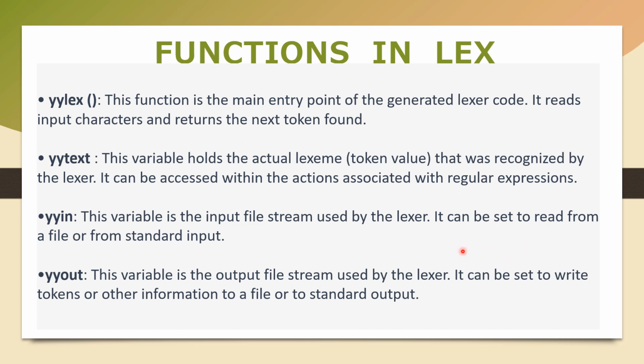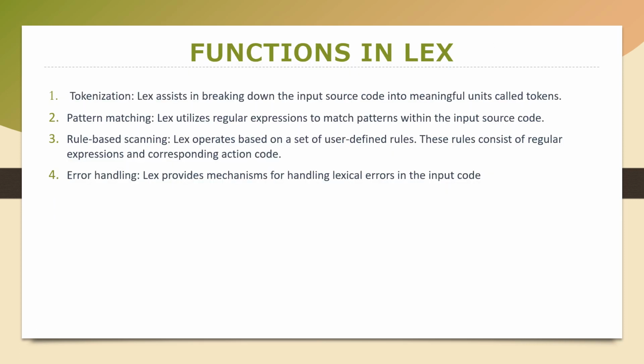yyin: this variable is the input file stream used by the Lexer. It can be set to read from a file or from standard input. yyout: this variable is the output file stream used by the Lexer. It can be set to write the tokens or other information to a file or standard output.